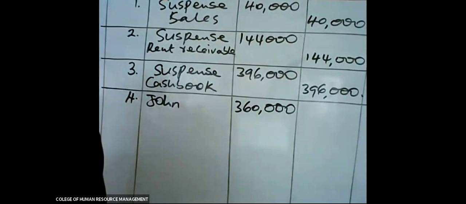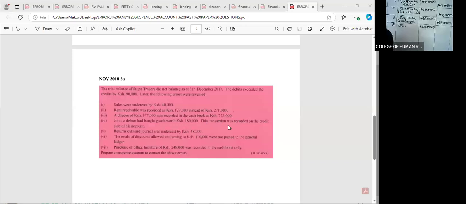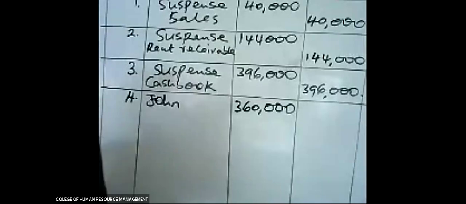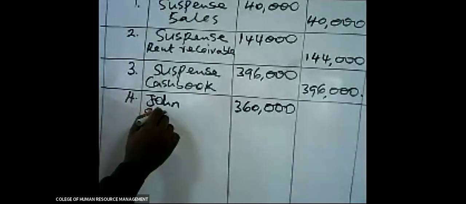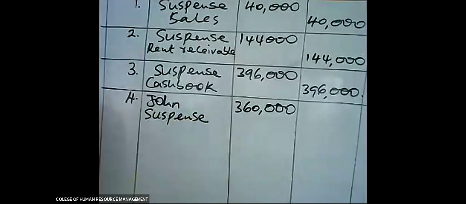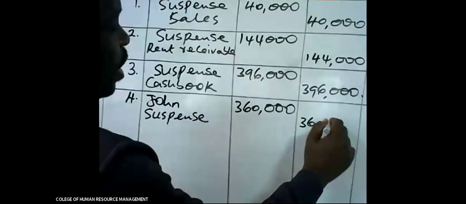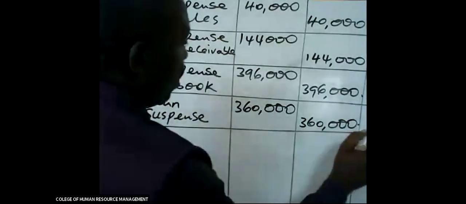Because if you read the statement keenly, you realize that this error only affected the account of John. It did not affect the account of sales, because we read how the statement is being concluded. This transaction was recorded on the credit side of his account. There is nowhere we are told about the problem in the sales account. So the sales account was recorded perfectly. So if that is the case, then we don't touch the sales. Sales account is okay. Then we shall take this 360,000 to the credit side of suspense.